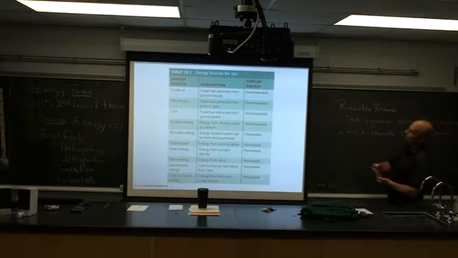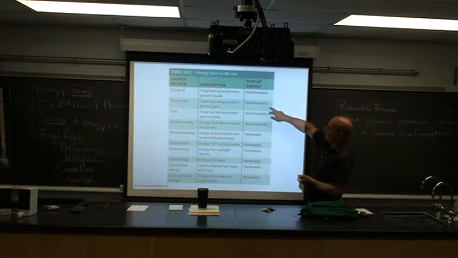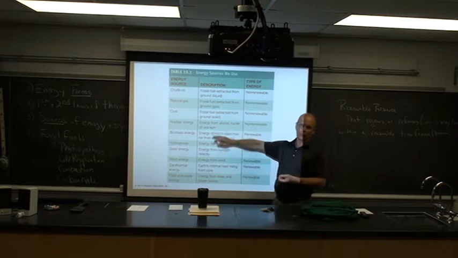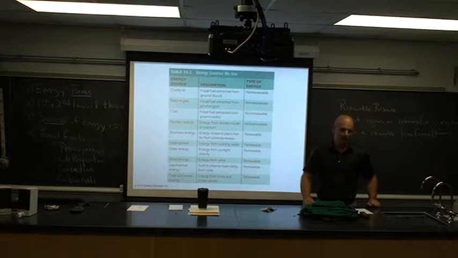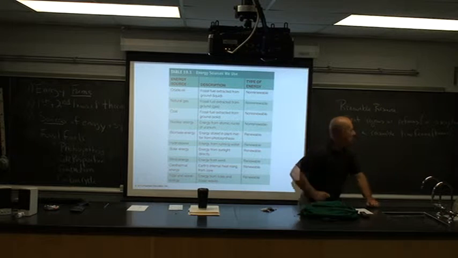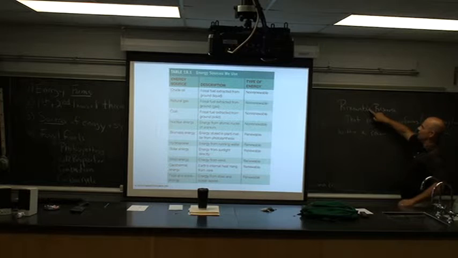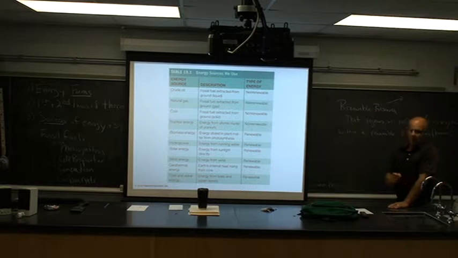So as you go through these, crude oil, natural gas, coal, and nuclear energy comes from uranium that we mine. Uranium isn't being reformed in any place that we can access it. So therefore, that's considered non-renewable. So whether a resource is renewable or non-renewable, that's a characteristic of the resource.